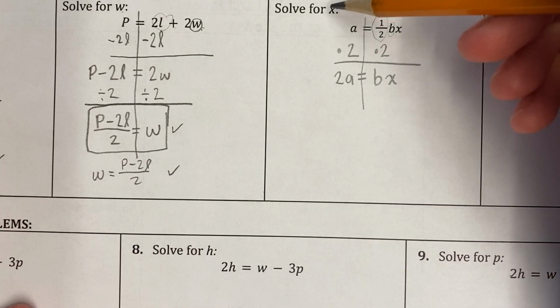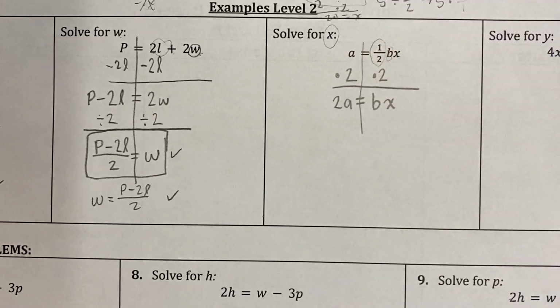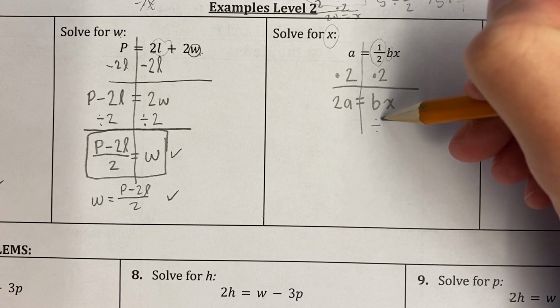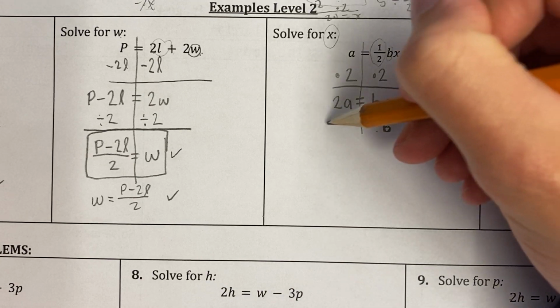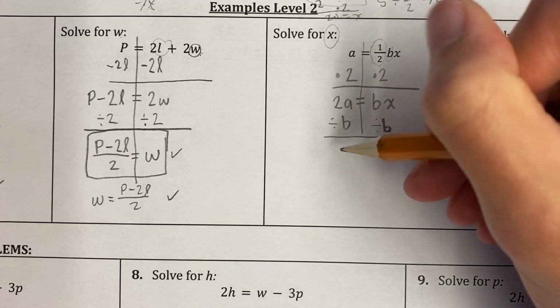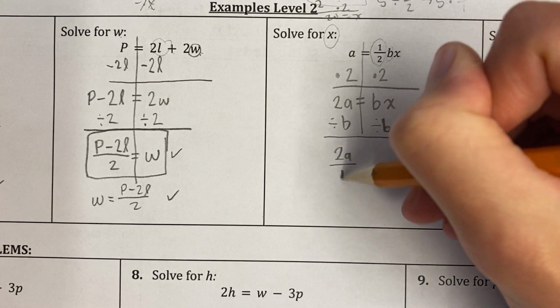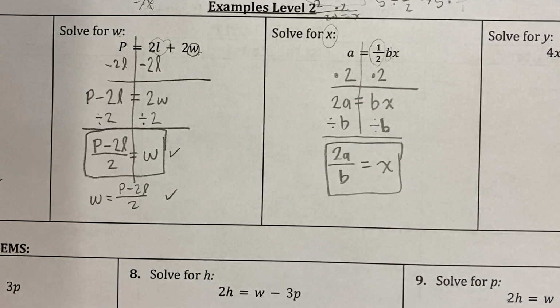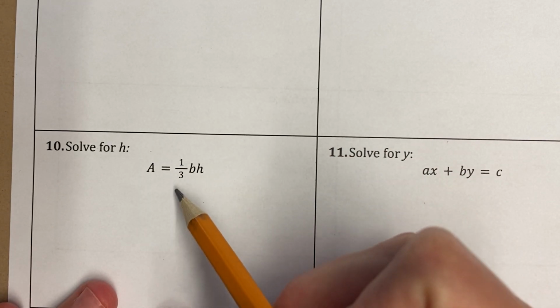All right, but for right now, I'm trying to get x by itself. And I'm going to say, oh, x is being multiplied by b, so I'm going to divide by b. So I have 2a divided by b equals x. And I'm done. Notice here when I had a 1 over 2, I multiplied by 2. Down here, when you have a 1 over 3, you'll multiply by 3 to get rid of that 3.